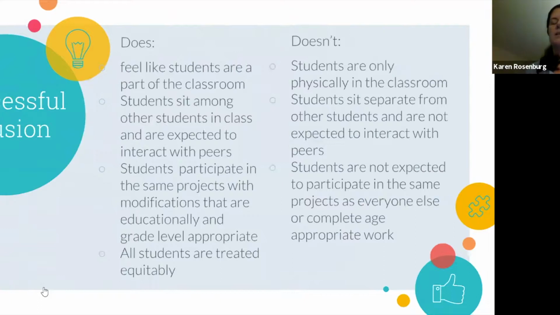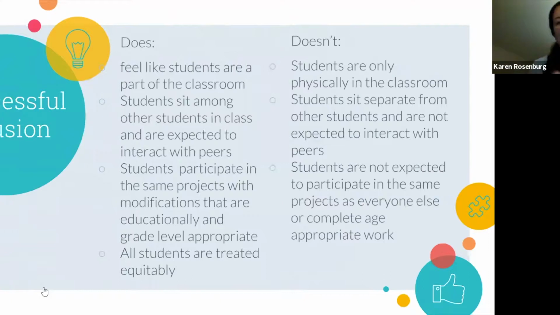Successful inclusion is a little bit different. You want to make sure students feel like they're a part of the classroom. They're just like every other student in there. When they're in your room, they sit among the other students in the class and are expected to interact with them. They don't necessarily have to sit at the same tables. If it's at all possible, I try to spread my students out. My school has an autism support classroom, and if I have students that come here from autism support, I try to spread them out through the classroom and make sure that they don't sit at the same table.